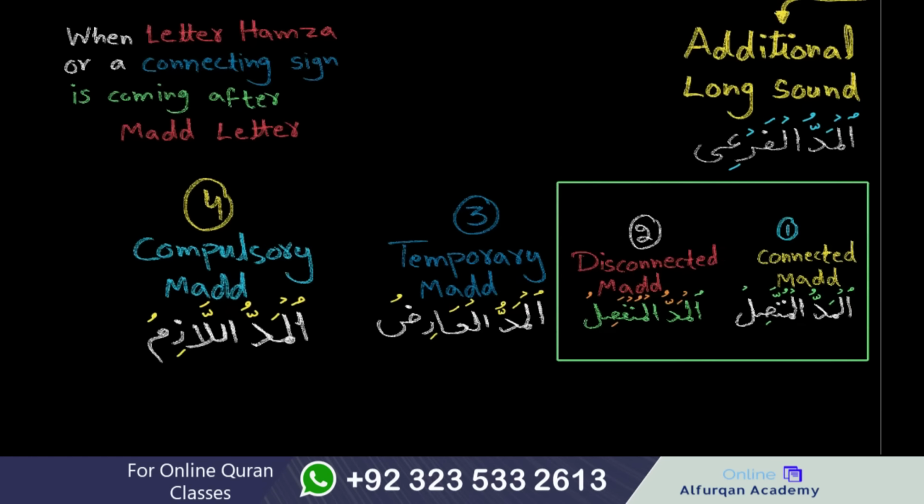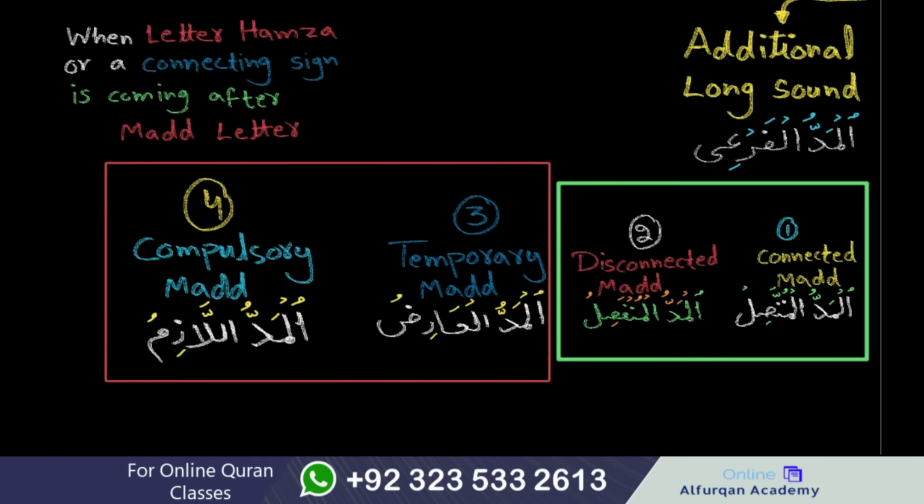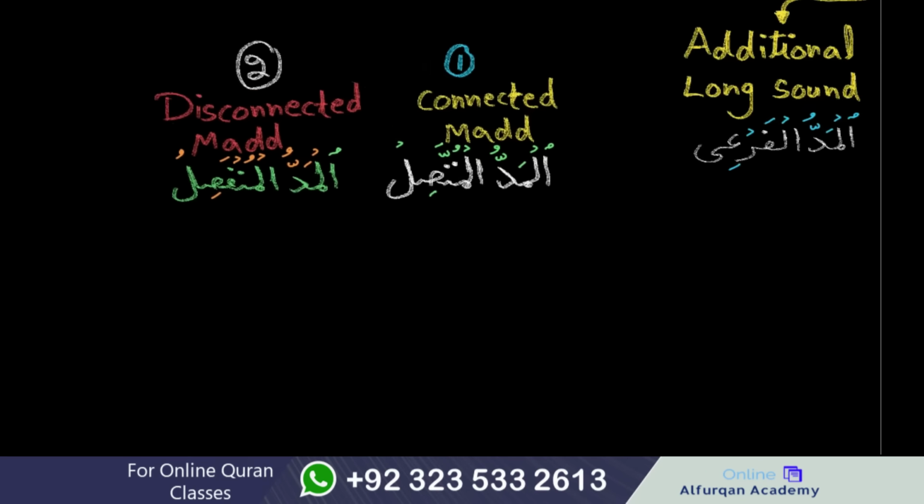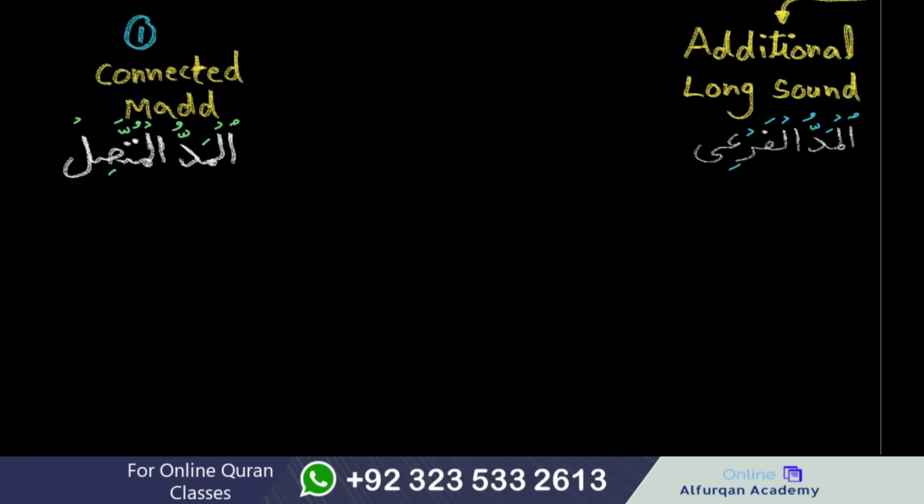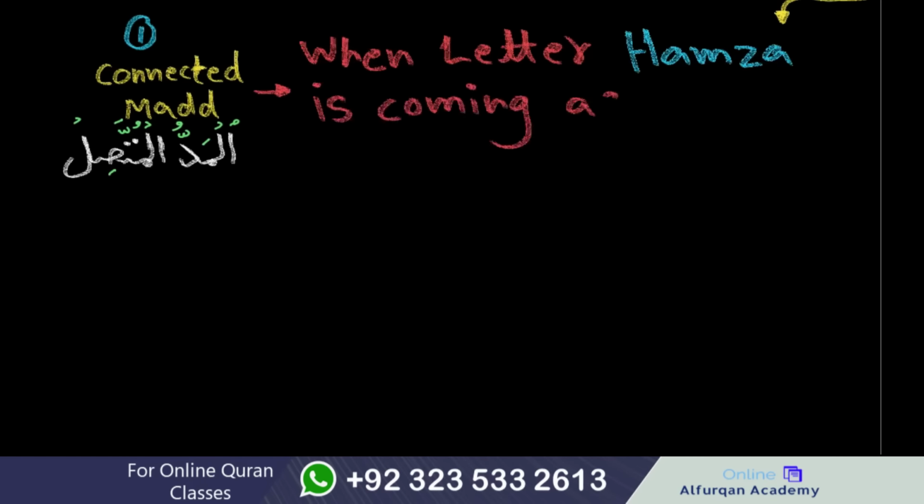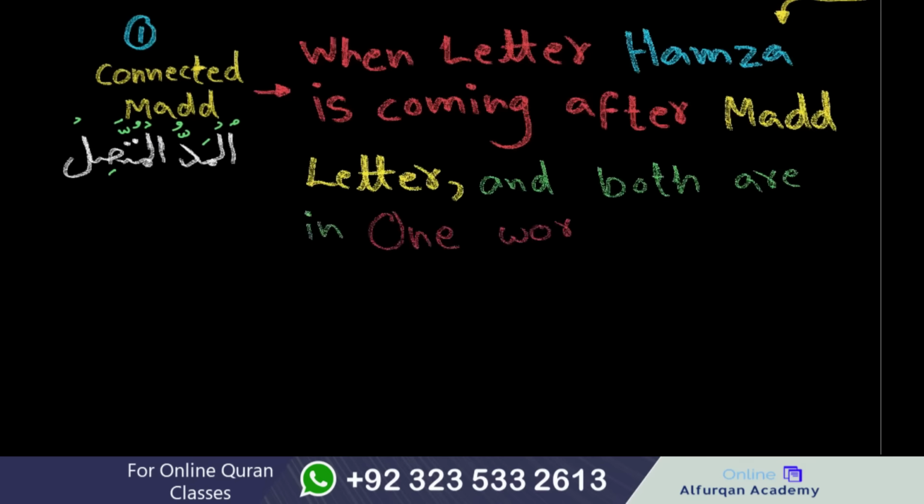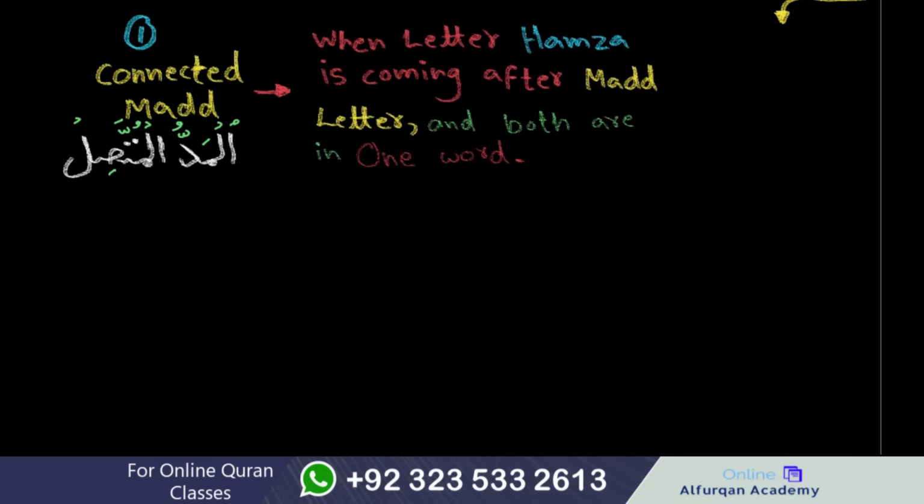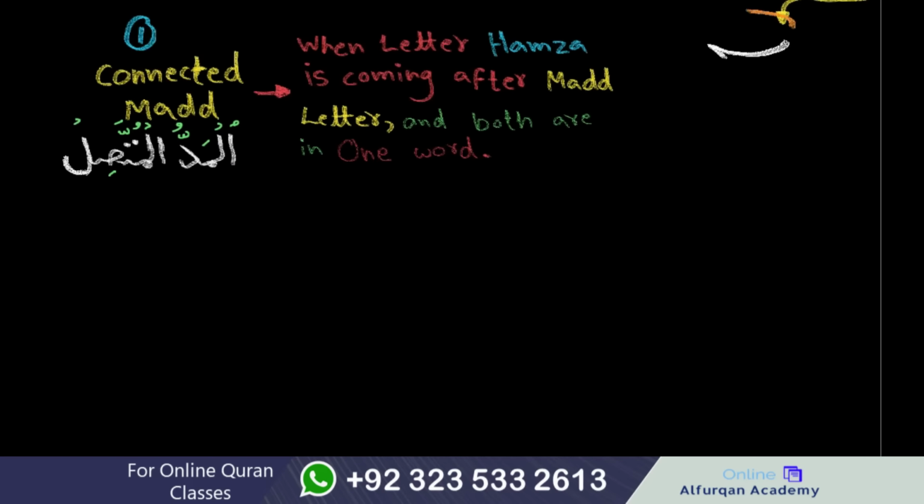These two types we have when letter hamza is coming after a mud letter, and these two types we have when a connecting sign is coming after a mud letter. Now one by one we can talk about them in detail. First of all, we can talk about connected Madd. This is a Madd when letter hamza is coming after a mud letter and both are in one word, which means the mud letter and letter hamza are coming together in one word. The mud sign is also used for this type of Madd, and the duration of this Madd is 5 counts.